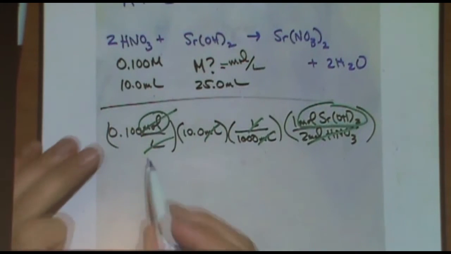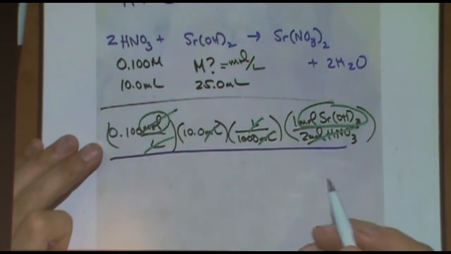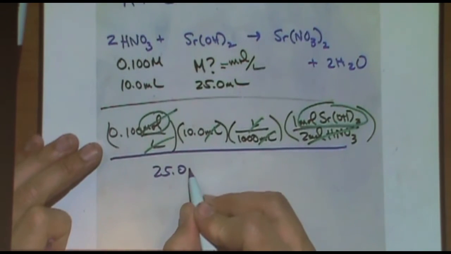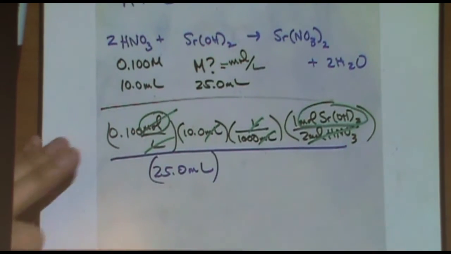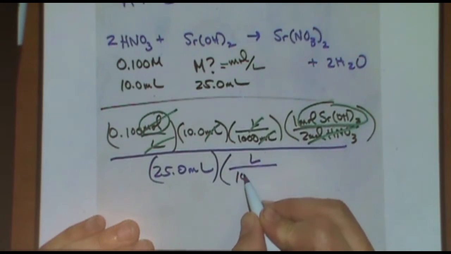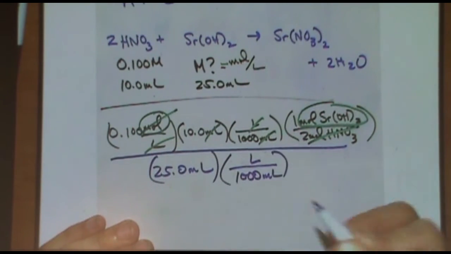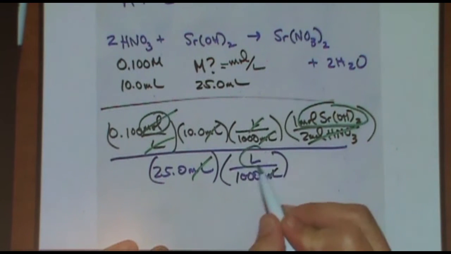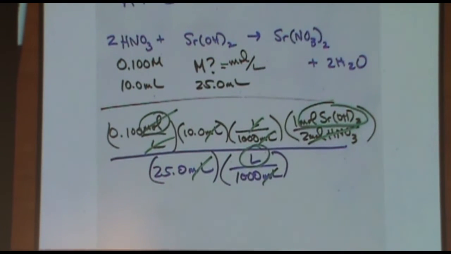So I'll do this in a different color. I basically need to take the moles and divide all of that by the 25 milliliters. However, the 25 milliliters is in the wrong unit. I need it in liters. So I'm going to say, well, there's 1 liter per 1,000 milliliters. The milliliters will cancel, and I'll be left with liters in the denominator, and that's what I want.